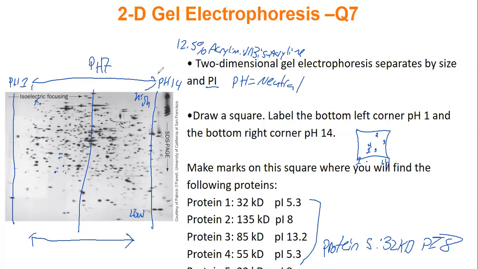So which one do we follow, PI or KD? Both. PI is going from left to right, KD is going up to down, right? So your PI, you find by going left to right. Your KD is up to bottom, where large KDs are at the top of the gel, small KDs are at the bottom of the gel, because that's SDS-PAGE. And we're just adding isoelectric focusing, where we have an electrical charge, where whatever the protein's PI is, you stop at that pH.